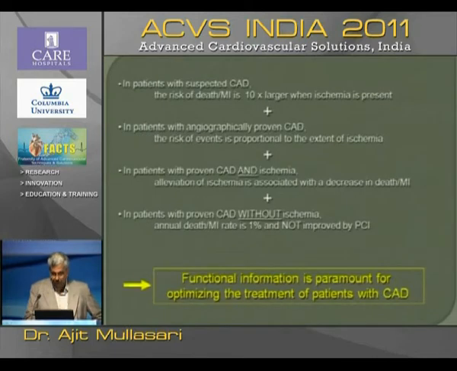So in conclusion, in patients with suspected CAD, the risk of death and MI is 10 times larger when ischemia is present. In patients with angiographically proven CAD, the risk of events is proportional to the extent of ischemia. In patients with proven CAD and ischemia, you treat the ischemia and you decrease death and MI, hard endpoints. And in proven patients with CAD without ischemia, the annual death or MI rate is 1% and not improved by PCI. So in conclusion, functional information is paramount for optimizing treatment of patients with CAD.